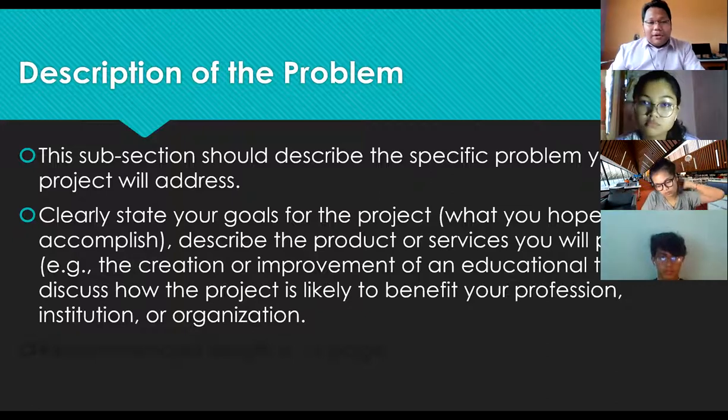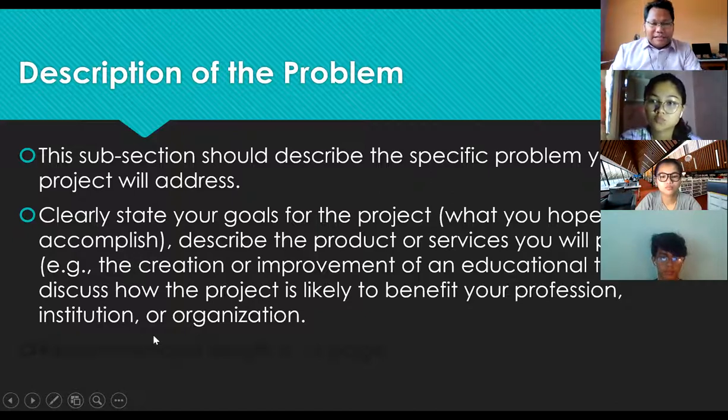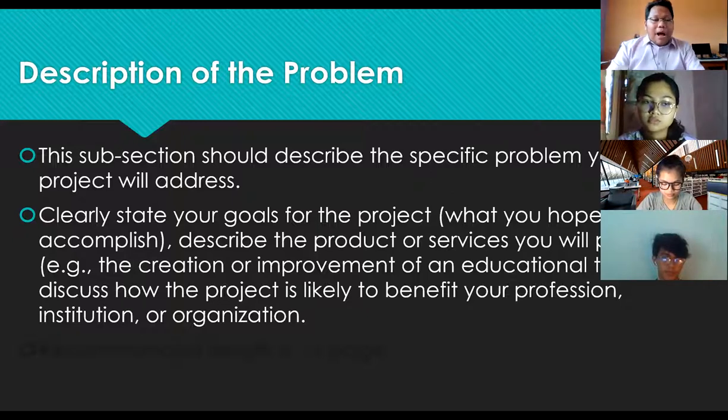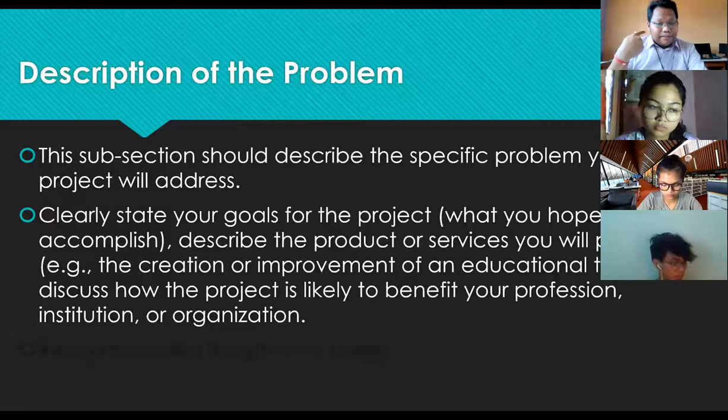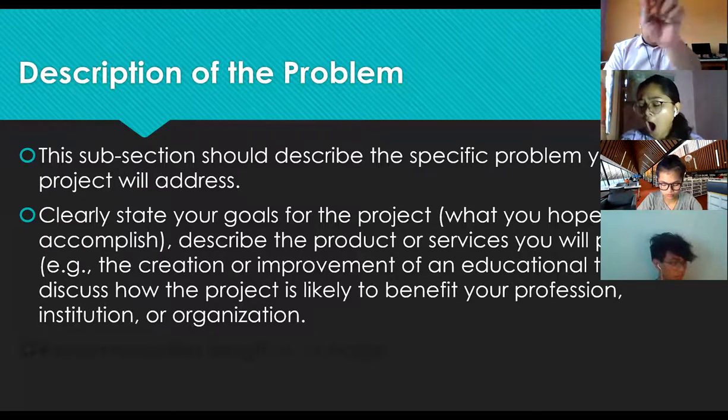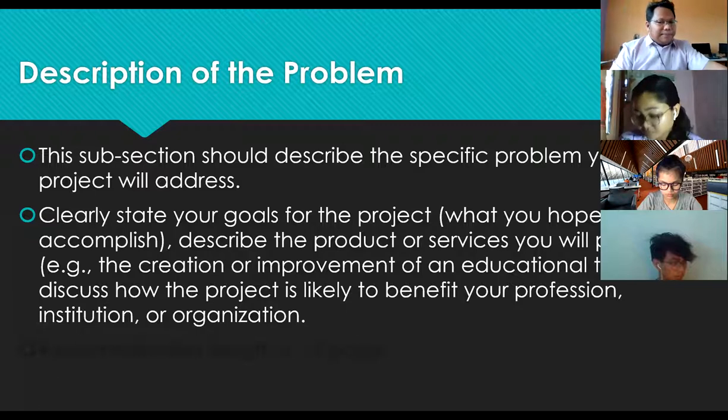What part is this in your page format? How the project is likely to benefit your profession, institution, or organization? What part is this in your research paper? That's the significance of the study. However, when you present the benefits, it does not have to go as how you did the enumeration in your previous format. There's no need for you to go with teachers, period. The teachers will be able to, parents, period. The parents will be able to know. There's no need for something like that.